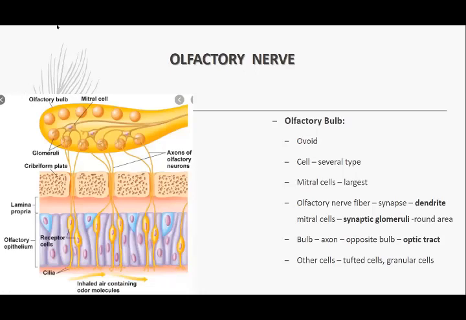Now, this mitral cell. One thing to remember: this anastomosis is happening with other cells too. Tufted cells, granular cells, they all anastomose with axons of the first cranial nerve. But since the number of tufted cells and granular cells is far less compared to the mitral cells, that is why we remember the mitral cells, that the axons of the first cranial nerve anastomosed with them. They do it with the others as well.